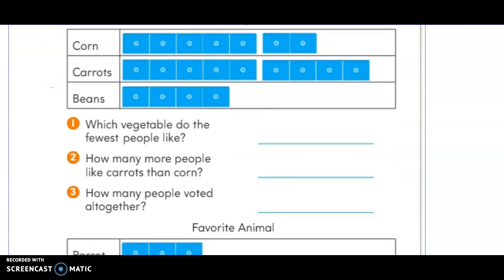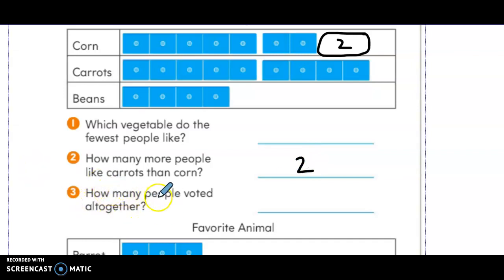Number 2 says, how many more people like carrots than corn? Okay, so here we have same, same, same, same, same, same, same. Here's the difference. And we can count those 1, 2. That goes in the oval. And that's our answer. How many more people like carrots than corn? 2.